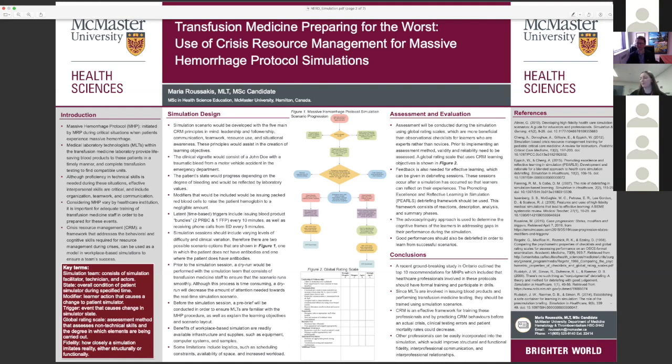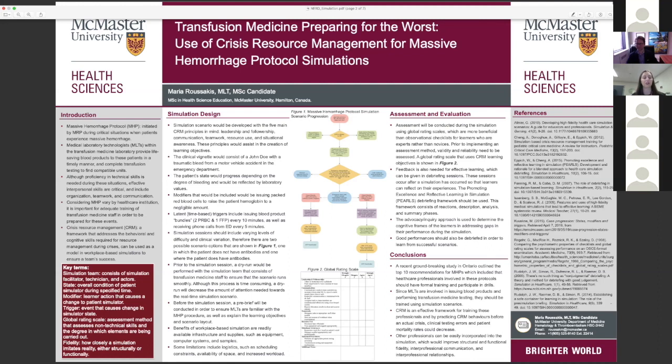Yes, I know. I printed it out because I thought someone would ask that. So like I mentioned, it had the 5 CRM principles: leadership and followership, communication, teamwork, resource use, and situational awareness. So under the leadership and followership heading, the objectives would be takes on leadership role confidently, feels empowered to voice concerns to team members.